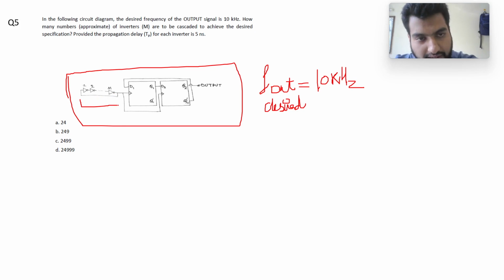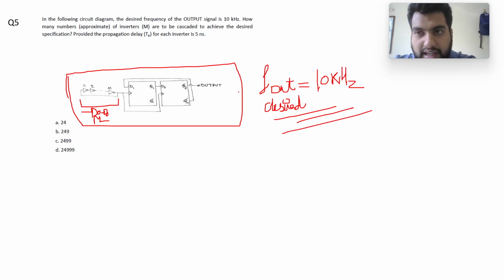So here we will have the cascade of inverters, and we need to find out the number of inverters, that is M, required to achieve the desired output frequency. And also it is given that the propagation delay of each individual inverter is 5 nanoseconds. So let's mark the propagation delay, Tp, equal to 5 nanoseconds.